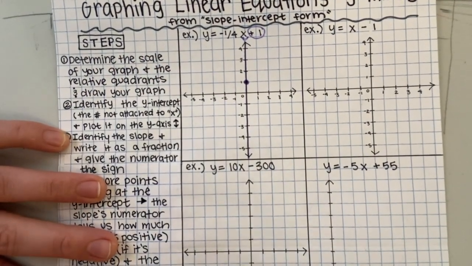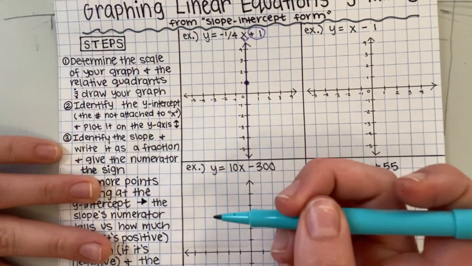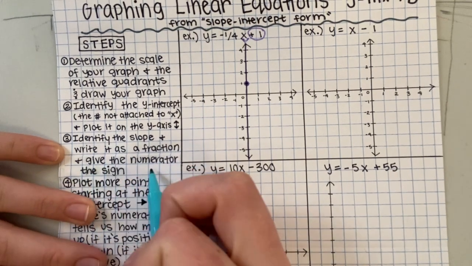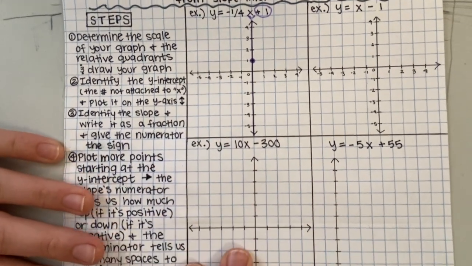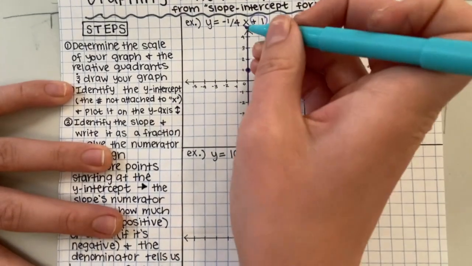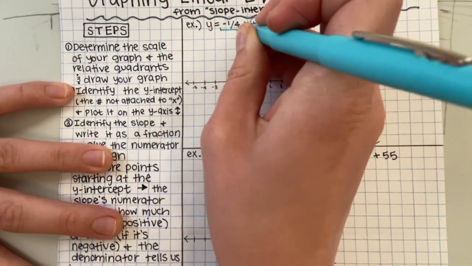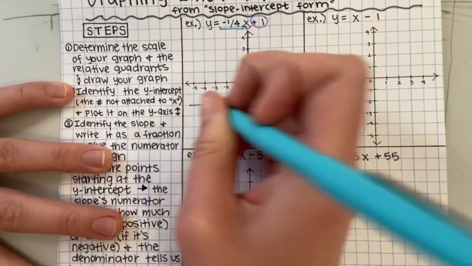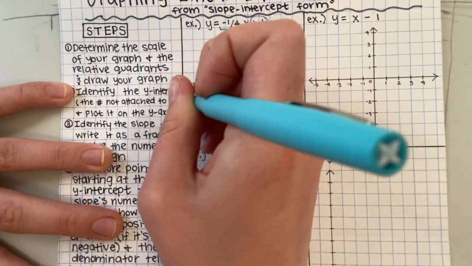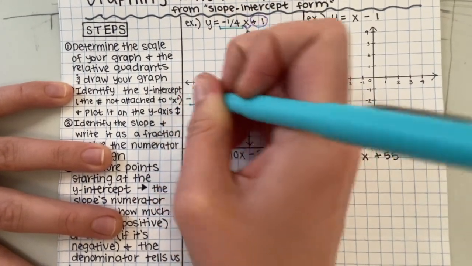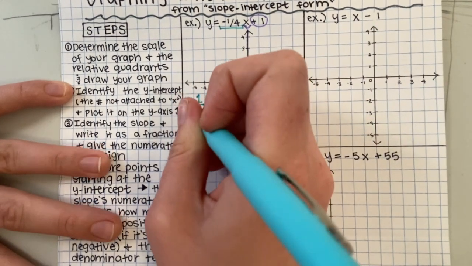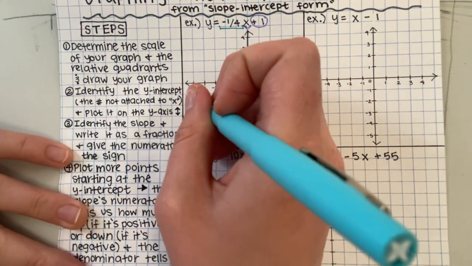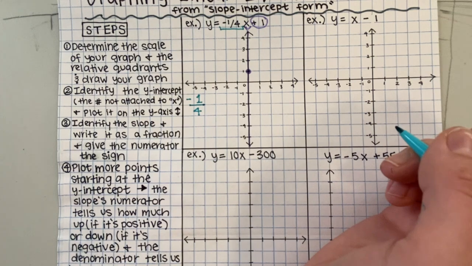My next step is to identify the slope and write it as a fraction and give the numerator the sign. So what I'm going to do is identify this slope. So my slope is -1/4. I'm going to write it as an up and down fraction so we can see it a little bit more clearly. And I'm going to give the numerator the sign. So the numerator is -1 and the denominator is 4. It's really important that we think of it this way so we don't end up drawing our slope the wrong direction.